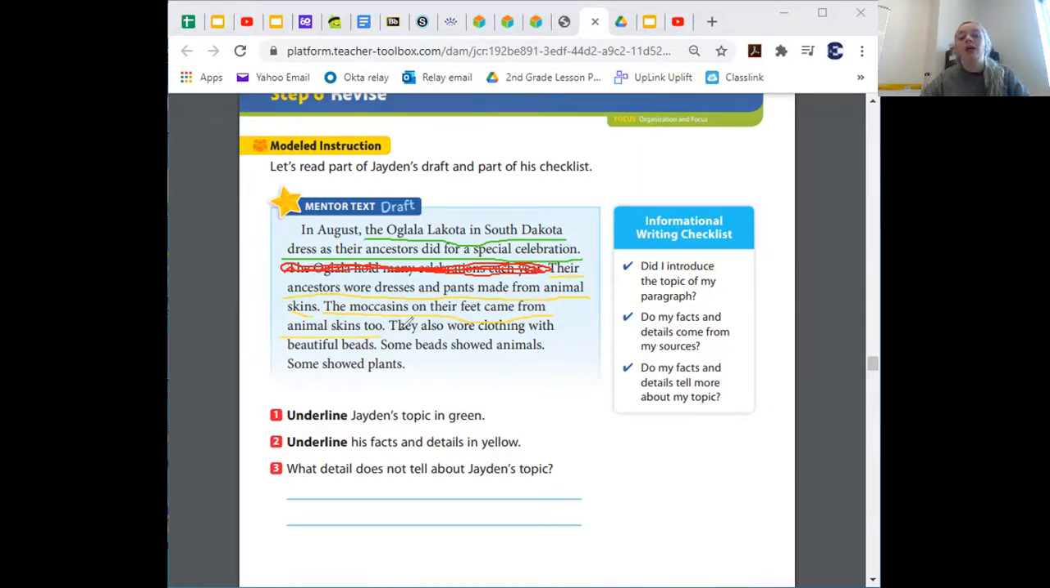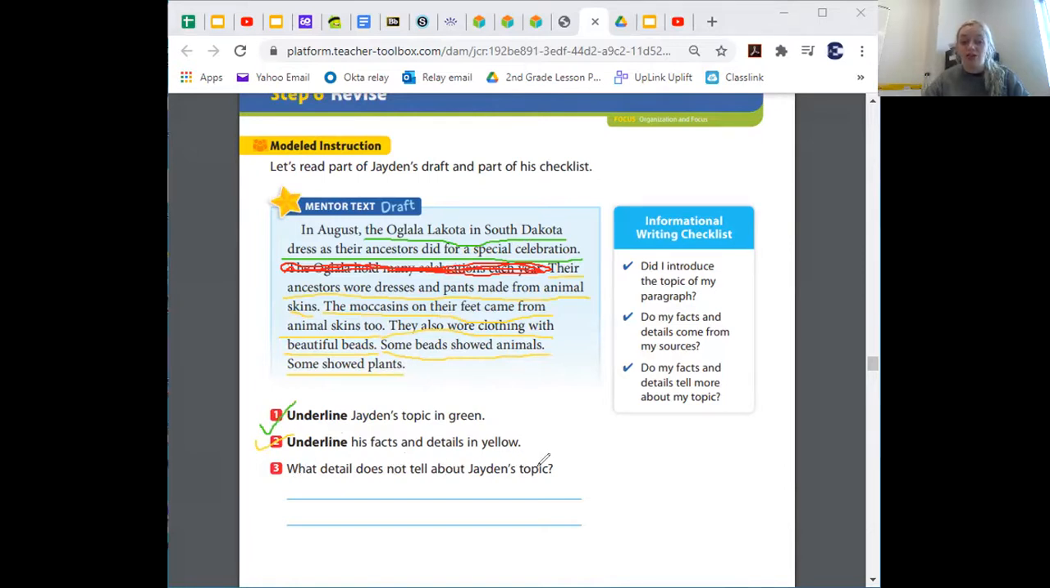And the next one. They also wore clothing with beautiful beads. Yep, that is also about our topic because it says the word wore and clothing. Gives us more details. Some beads showed animals. That is also a detail because we know they wore the beads. And some showed plants. Okay, so we have done number 2. And we did number 1. And we also already found number 3.